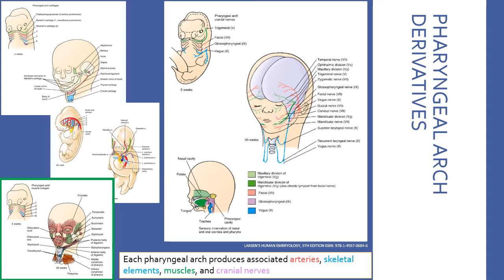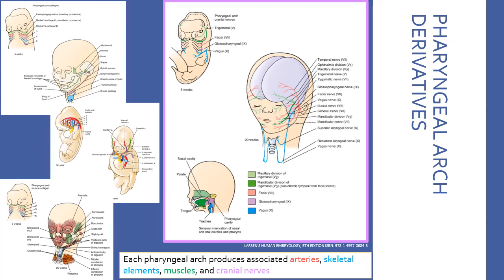Keeping in mind and remembering that the cranial nerve that's derived from each arch will innervate the muscle that is also derived from each arch. And so that patterning that you see in the embryo, you also see in the adult. And finally, there are the cranial nerves derived from each arch and outlined by arch in this picture.